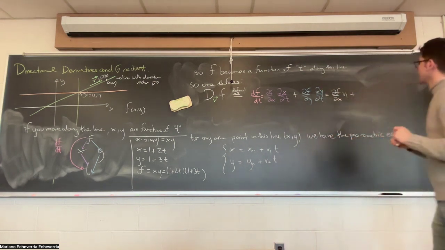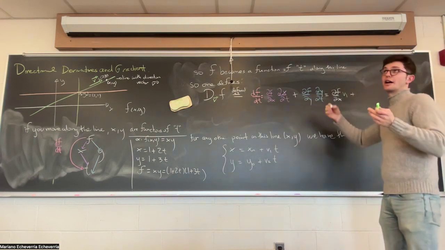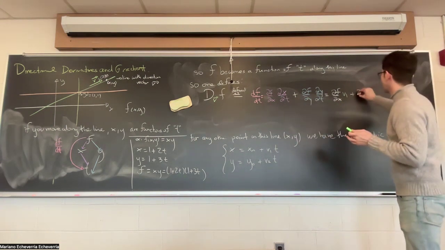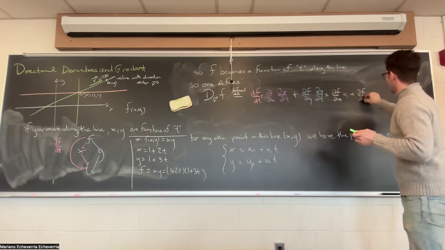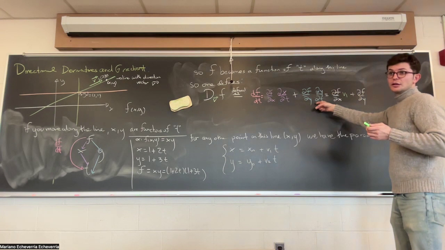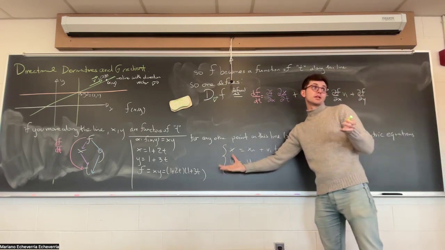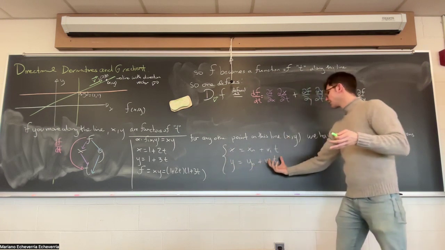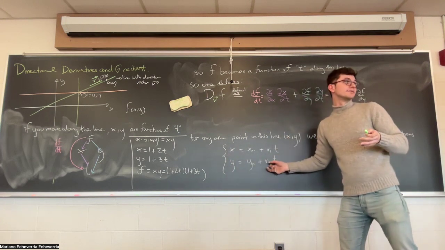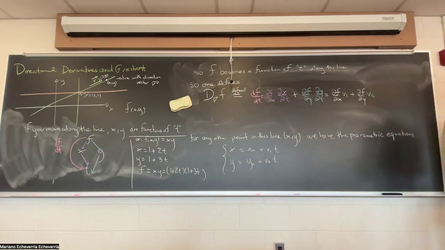And the other one, what happens with this term? Again, I don't know what the derivative of f with respect to y is until I have a particular function. But I do have a derivative of y with respect to t, right? Because again, I gave you a specific formula for x and y in terms of t. So the derivative of y with respect to t is just v2, right? Is that okay? Is that making sense?